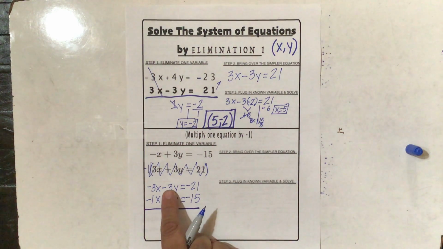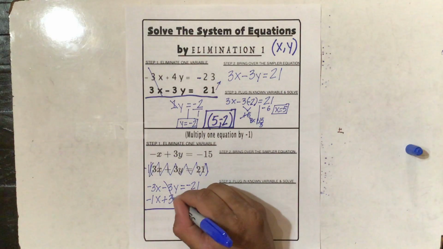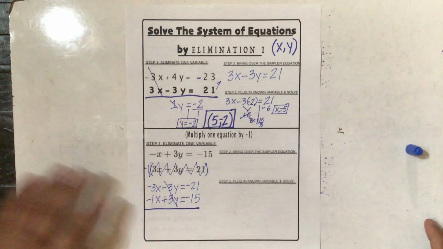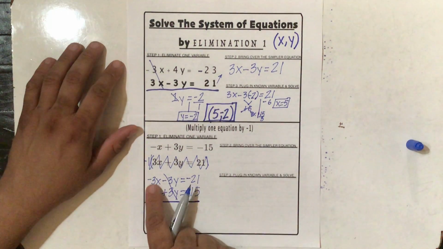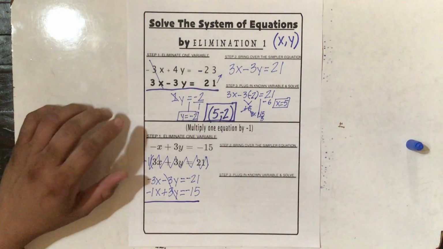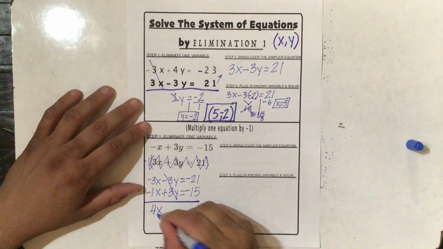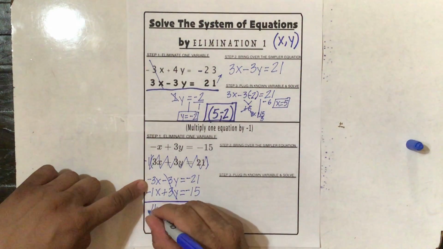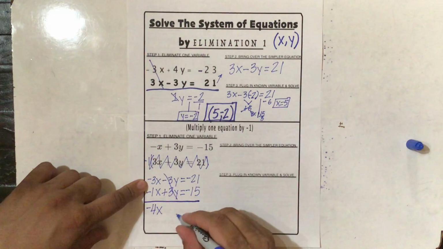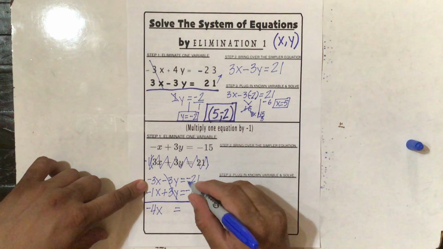Now, look, negative 3y and positive 3y cancel out. So, negative 3 and negative 1, they're the same sign, so I don't have to subtract, I add. 3 plus 1 is 4x. 3 is bigger and 3 is a negative, so 4 is going to be a negative here. I bring down, these cancel, then bring down my equal sign.